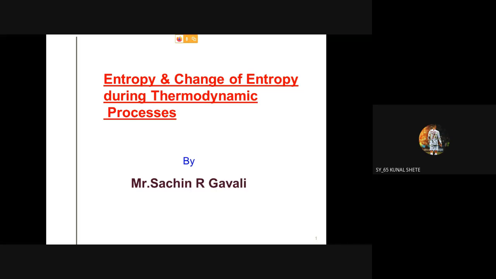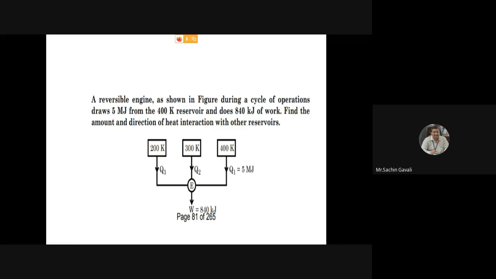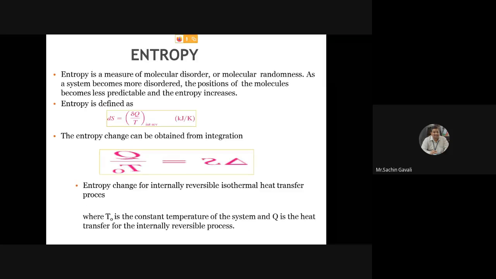Sir, entropy is a measure of molecular disorder. Yeah, correct. Your name? Kunal Chite. Kunal, okay, correct, good, good. Current is also giving disorder in the system. So entropy is a disorder in the system, or a measure of the degree of disorder in the system, or we can say it is a molecular randomness.